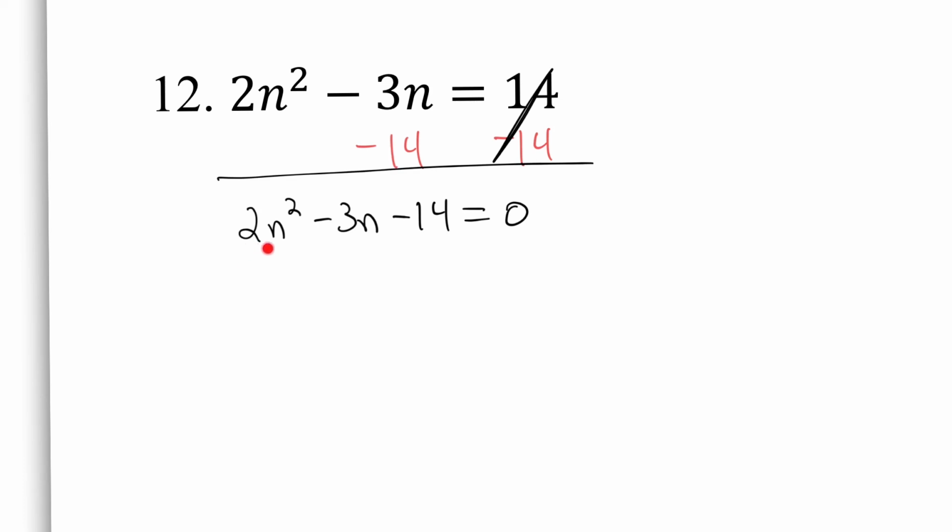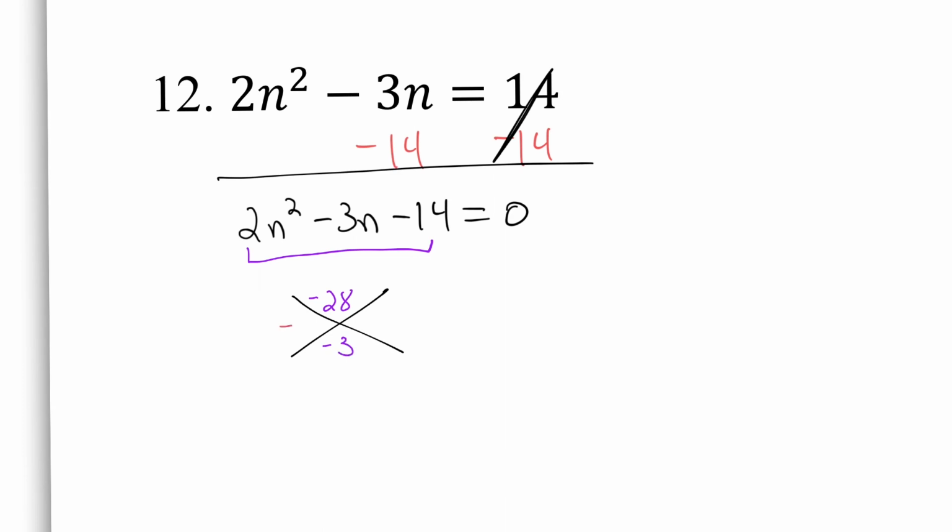A is not 1. So I'm going to check. Can I factor out a GCF? 2, 3, and 14. Well, 2 goes into 14, but 2 doesn't go into 3. 3 doesn't go into 14. So they don't have a common factor. All right, so let's just multiply A times C. 2 times negative 14. And I'm going to use the X diagram. So 2 times negative 14 is negative 28. B is negative 3. And you guys find the two factors.